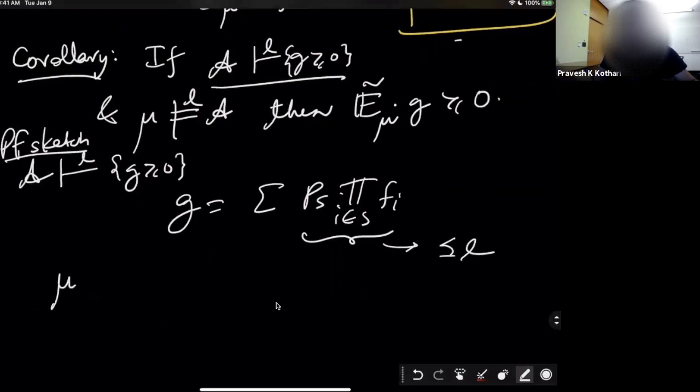Wait, let's make sure that I got it right. I think I got it right. Okay. So mu satisfies, at degree L, the constraint system A. What does that mean? It means that all polynomials. Wait, 1 second. Maybe I'm deriving a weaker conclusion.